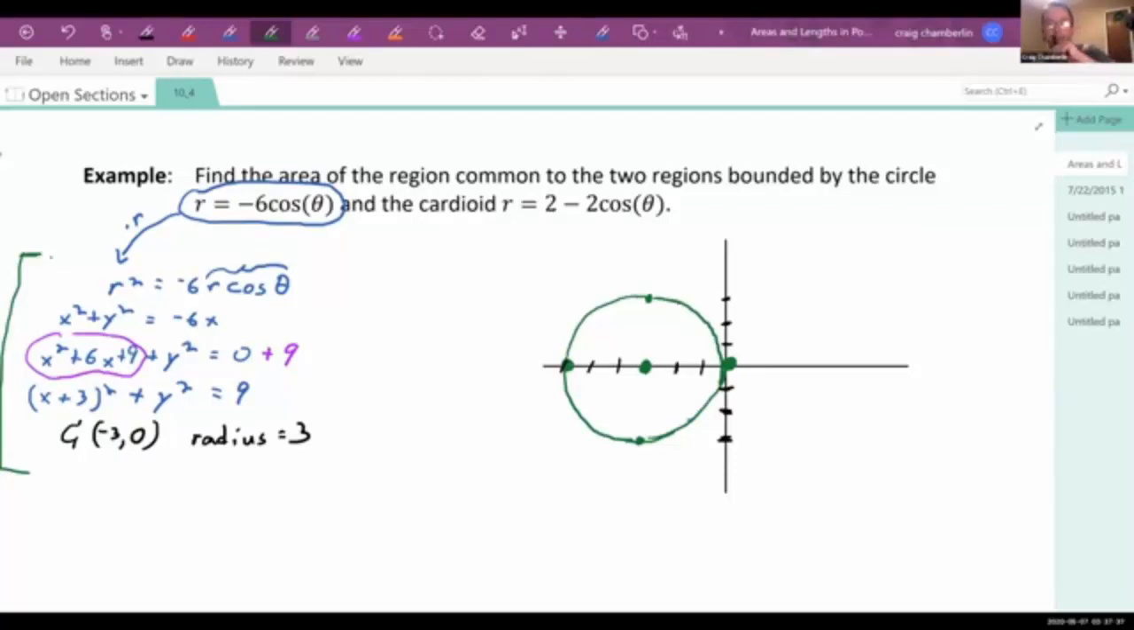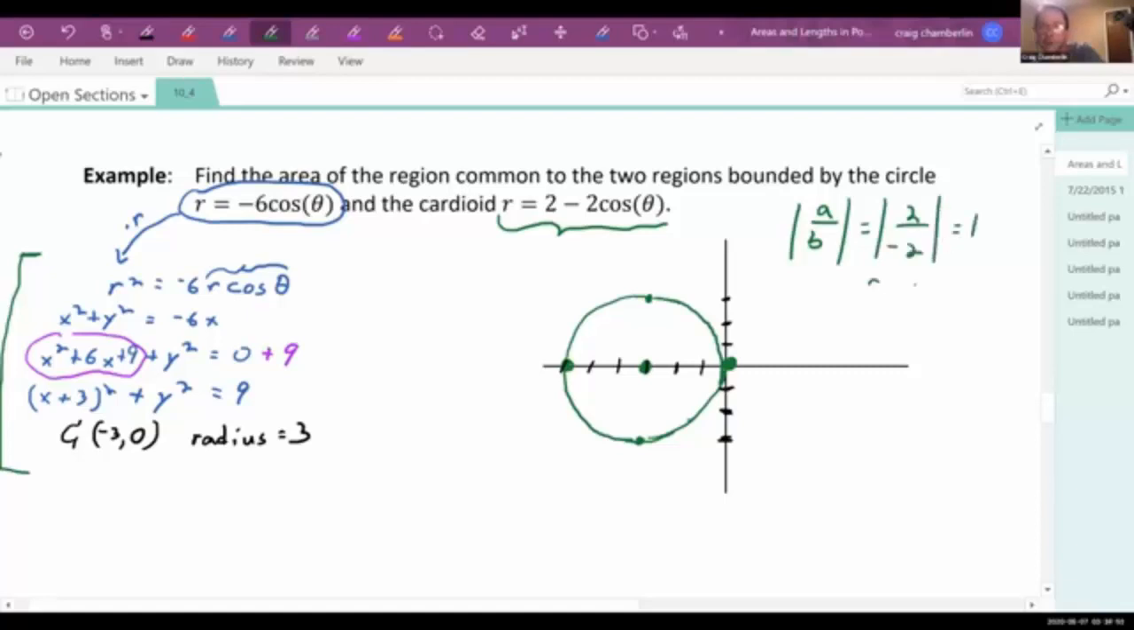Okay. Now this guy is a cardioid. Same reasoning as before. It's of the form r equals a plus or minus b cosine theta, and the absolute value of a divided by b is 2 over -2, and that's 1. So you know it's a cardioid. It also tells you it's a cardioid. So let's go through and graph that thing.